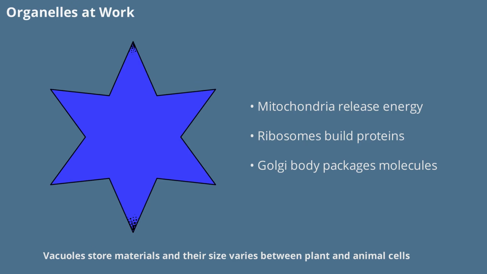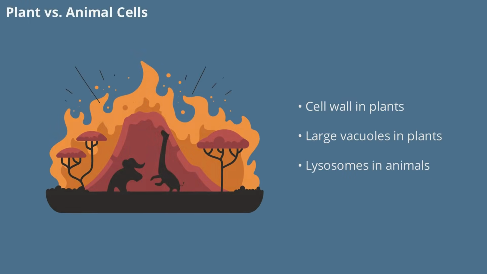Vacuoles store materials, and their size varies between plant and animal cells. Lysosomes and centrioles are unique to animal cells, while plant cells feature a sturdy cell wall and plastids. Plant and animal cells share many similarities, but key differences set them apart.